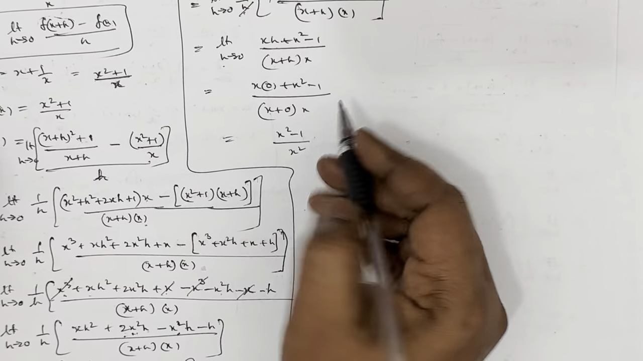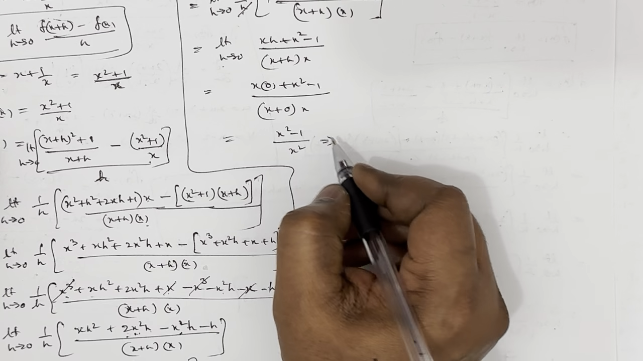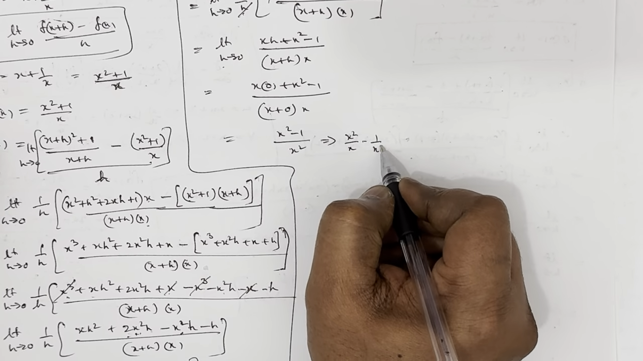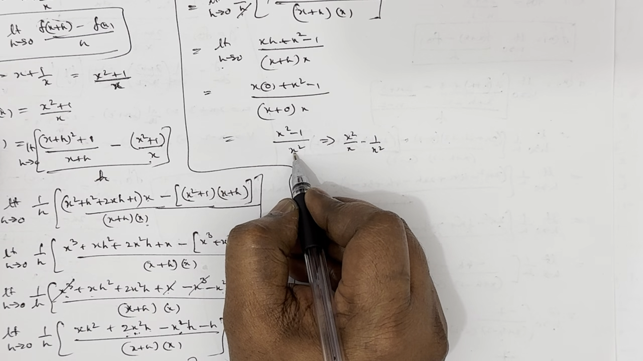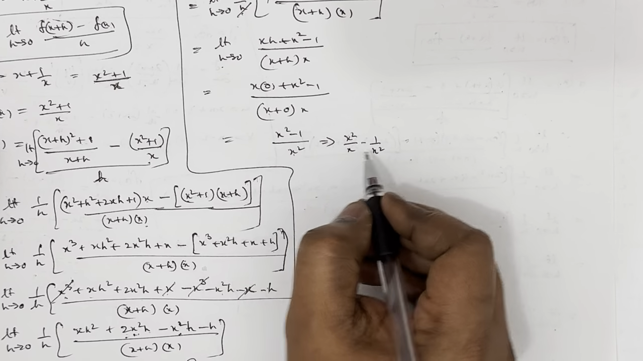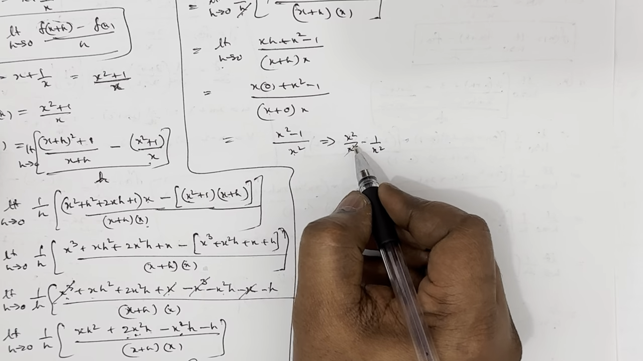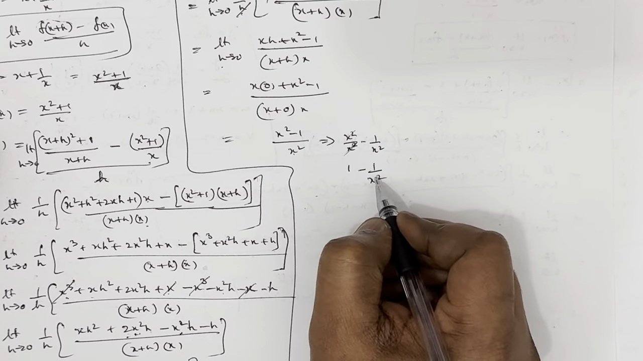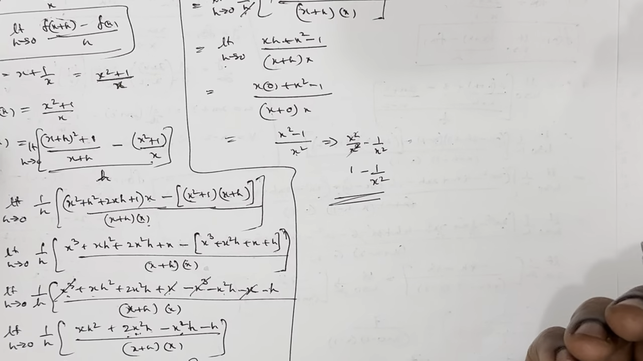That's it. And this can again be simplified as x square upon x square minus 1 by x square, splitting this denominator to both the numerators. So x square will go, this will be 1 minus 1 by x squared. So this is the answer.